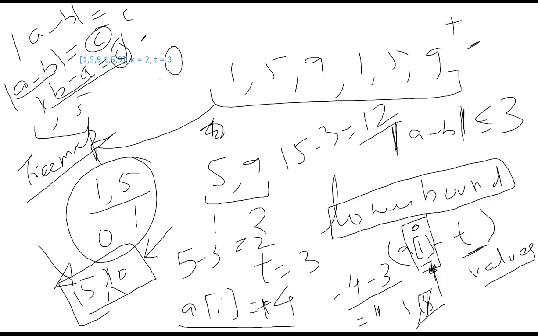We just put the difference between the example, 15 minus 3 equals 12. We put the absolute value of the difference between two elements, and we can solve this situation.